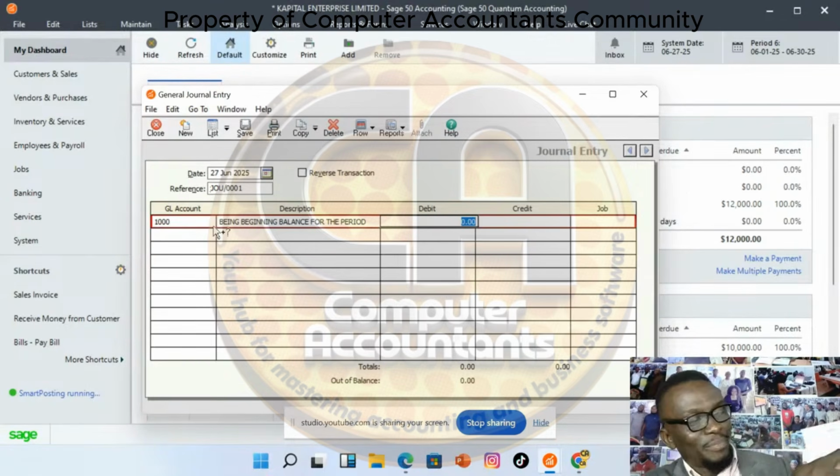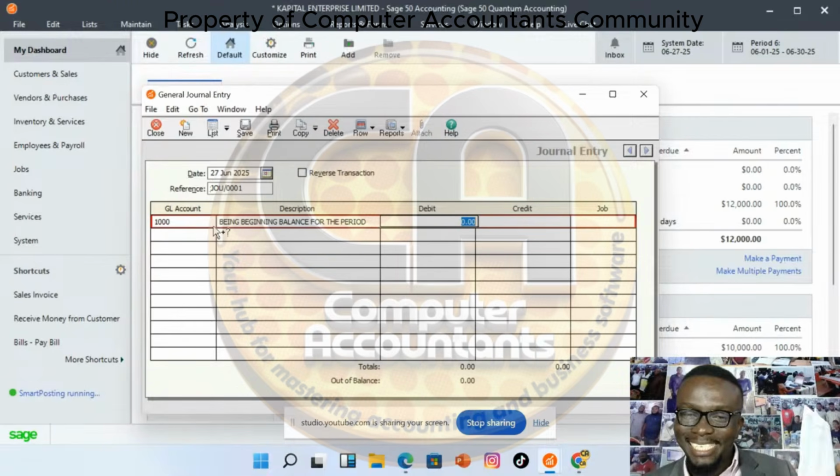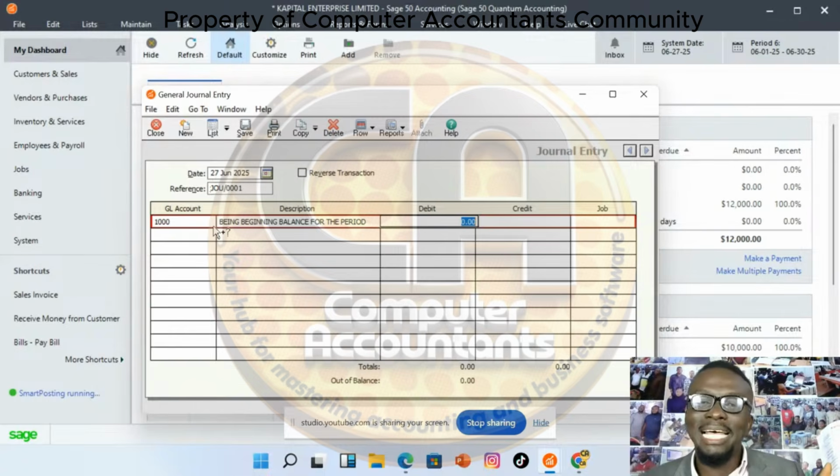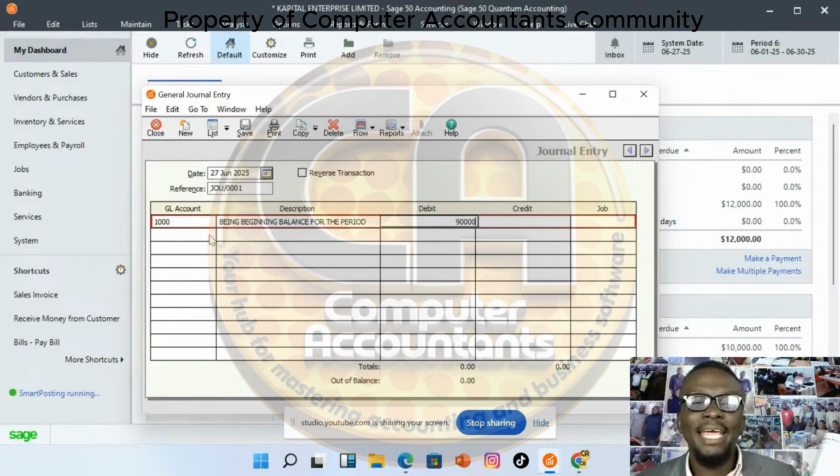You can see from here that it is a debit balance, and also an asset. And anytime an asset increases in value, it attracts debit. Okay, so 90,000. So I'm going to debit the assets first, then I'll go to the capital and liability. So the next one is spiritual bank. In the spiritual bank, we have 280,000.